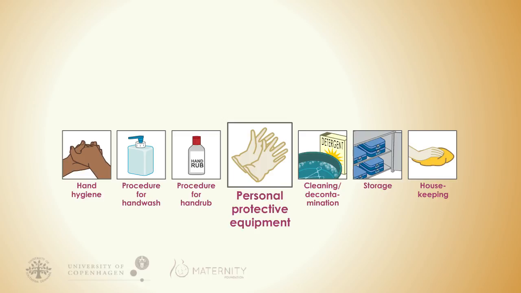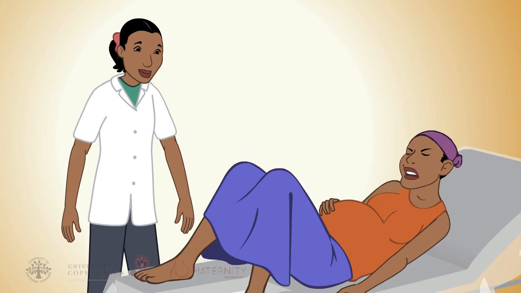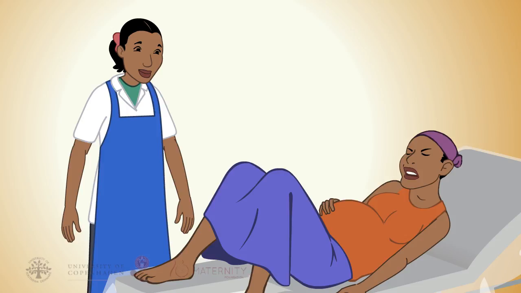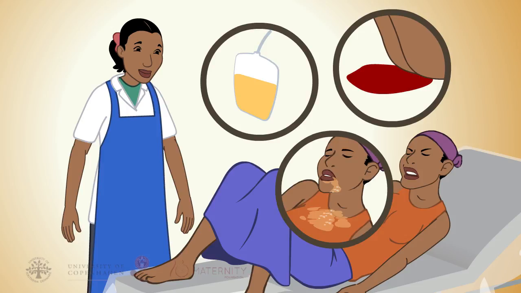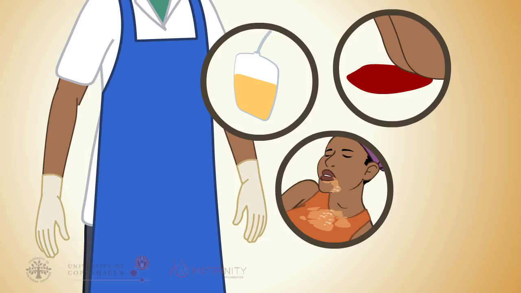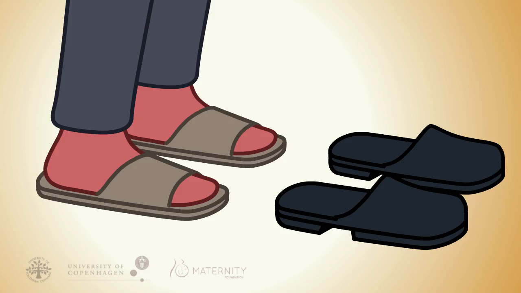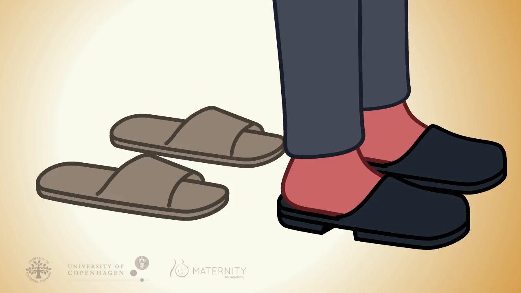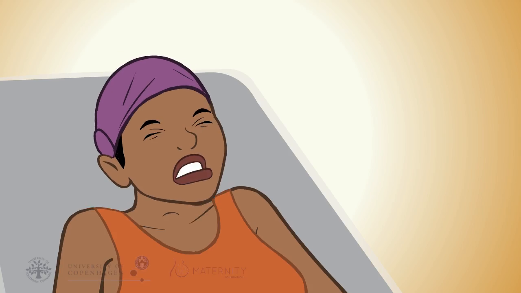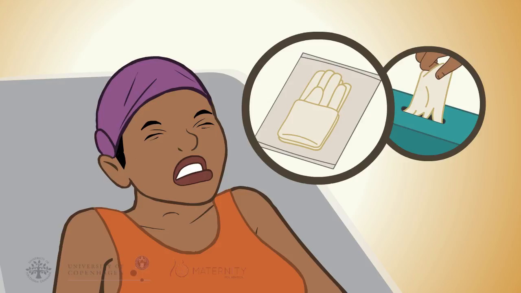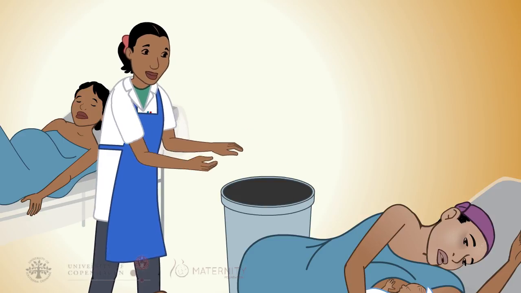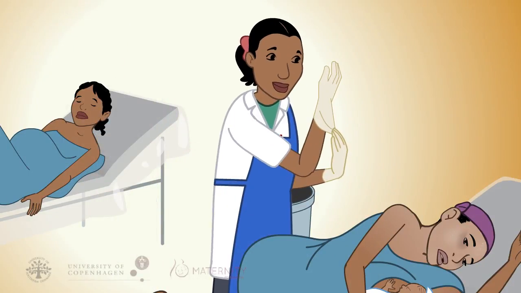Personal protective equipment. At birth, wear a plastic or rubber apron to prevent body fluids on your gown or body, wear gloves when you are at risk of touching body fluids, and change into clean closed footwear. Preferably, use sterile gloves. If they are not available, use clean examination gloves. Do not wear the same pair of gloves for multiple patients.